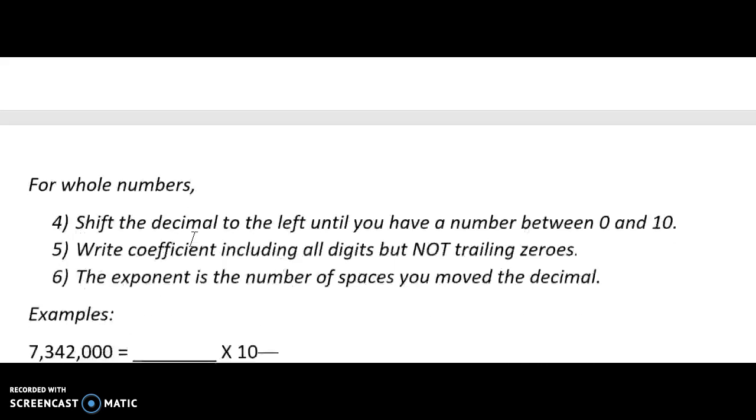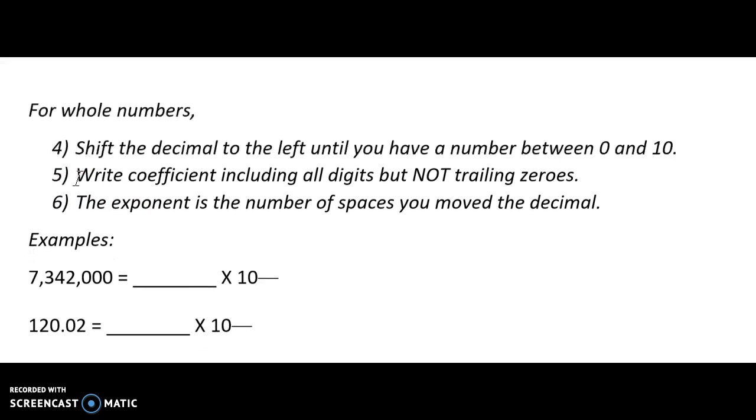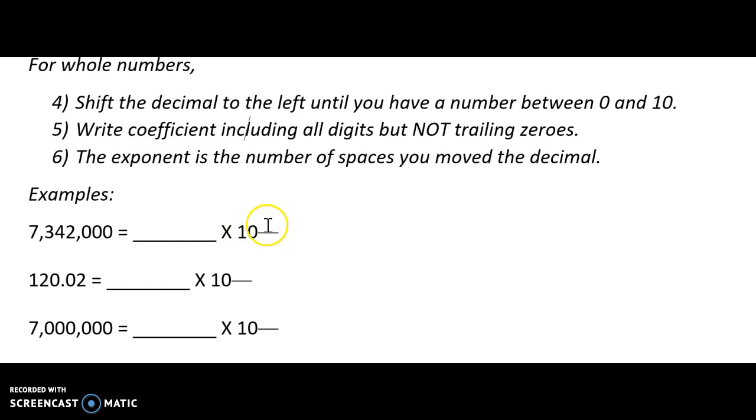Okay, so now we know a little bit about that, and we can think about how to actually get the scientific notation for a specific number. Sorry about the numbering there. To do that, you are going to start with a number. You're going to shift the decimal to the left until you have a number between 0 and 10. Then you're going to write the coefficient, leaving out any of what I call trailing zeros, and I'll show you what that means in a second. And then the exponent on the 10 is going to be the number of spaces you moved.